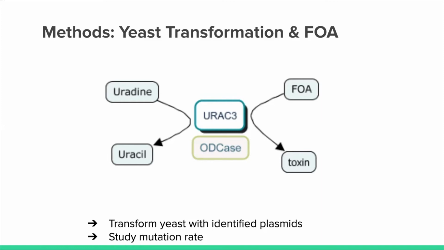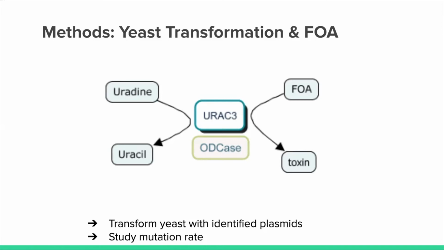So the way that this is done is the particular gene that has a high mutation rate codes for turning FOA, which is in the media, into a toxin. And if the gene is working and does not have any mutations in it, then it will turn FOA into this toxin and kill the cells.